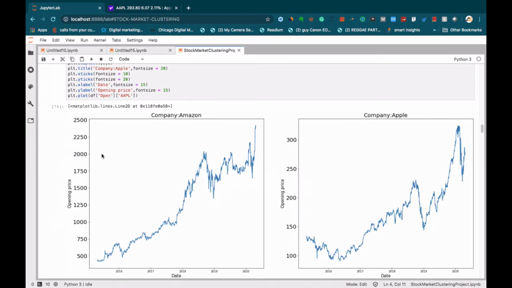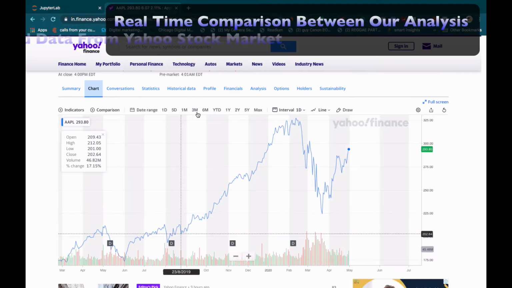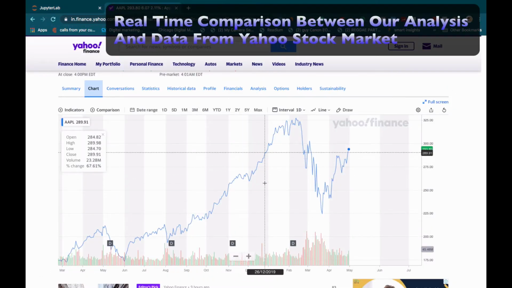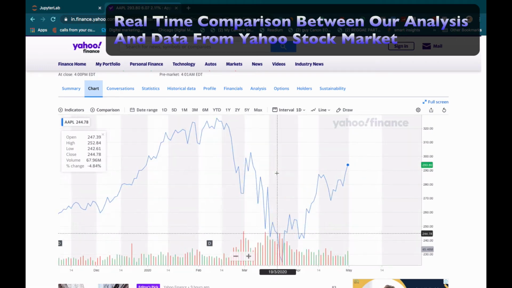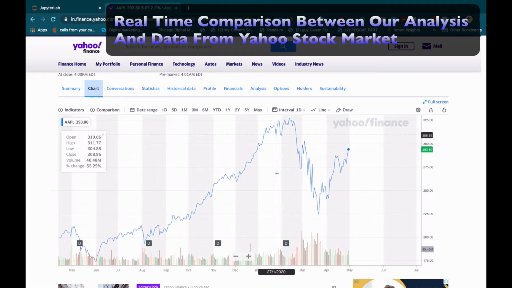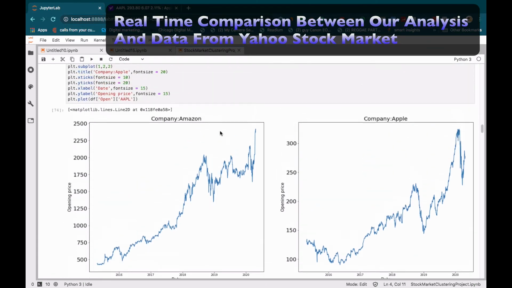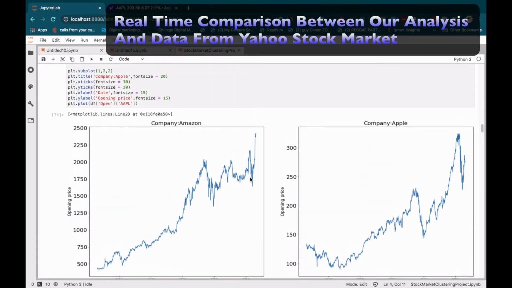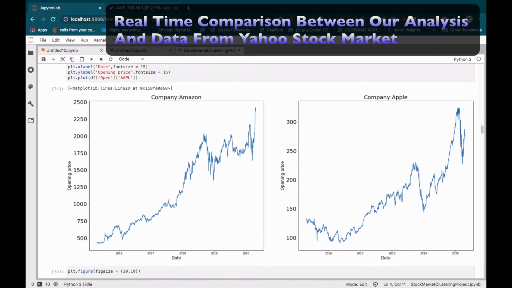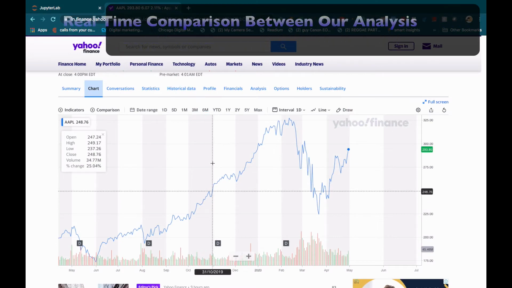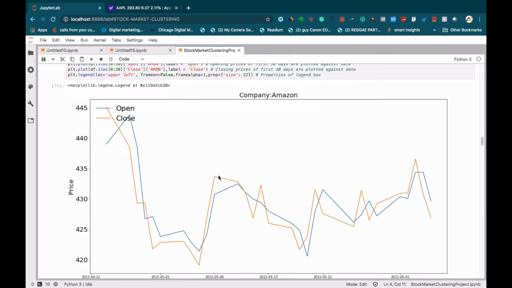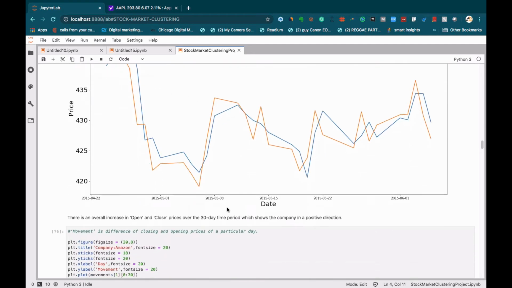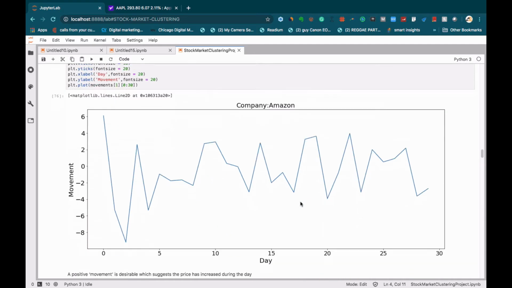As you can see over here, we also plot the trend which exists among Amazon and Apple, and then compare it with the real-time data that exists on the Yahoo site. So if you can see over here, this is the real-time data that is happening on the Yahoo site. This is a real trend, and if you compare it with what we have been able to extract over here, it's consistent with what is over here. Moving on, we also plot the trend that exists among the various opening and closing prices in the various years.